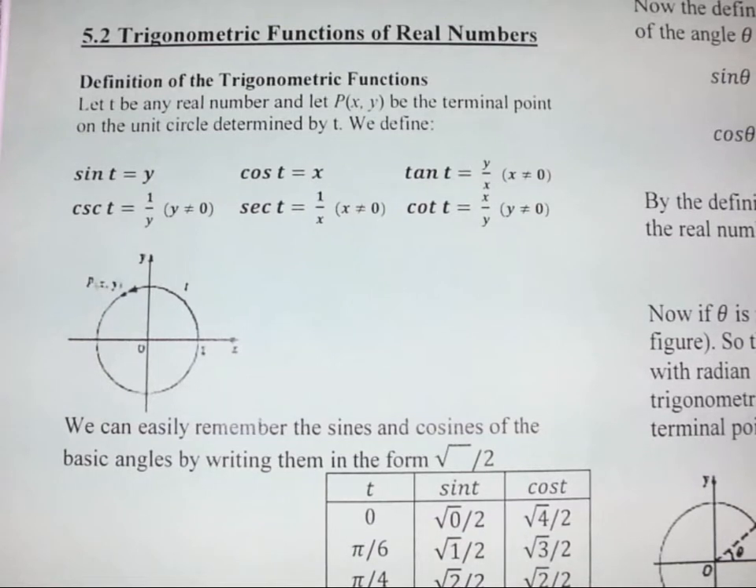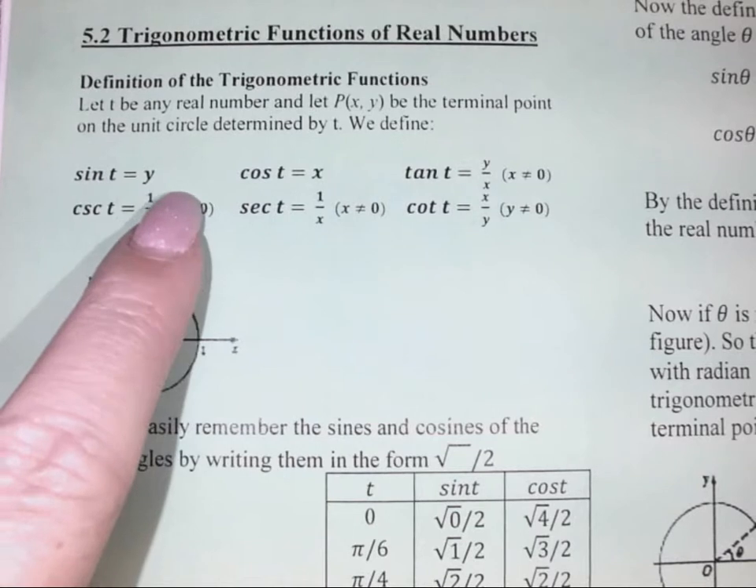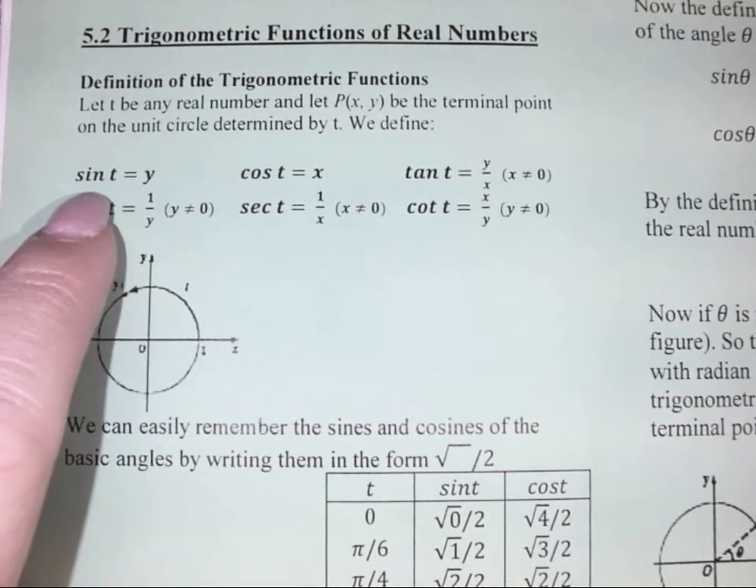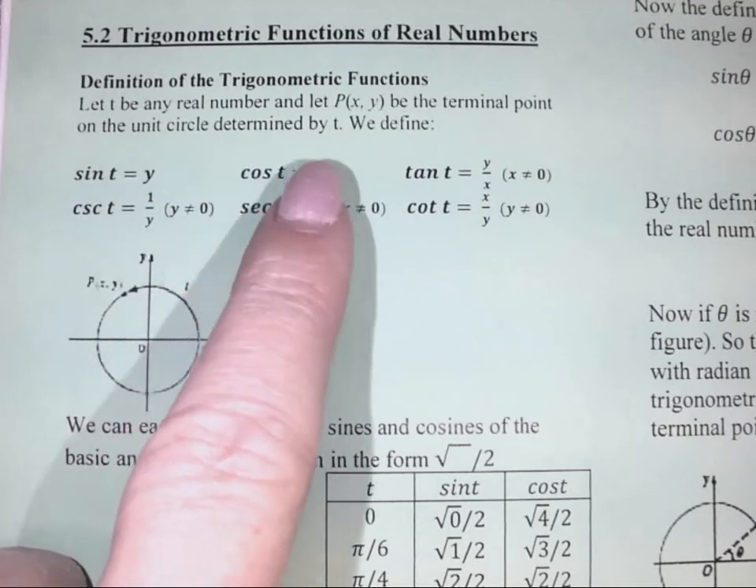Okay, so we're going to talk about trig functions of real numbers. We're going to use the x and y values from a point. That is our terminal point on the unit circle, and it'll be determined by t. So understand that your sine values go with y. Sine, sounds like y, goes with y, and cosine will go with x.